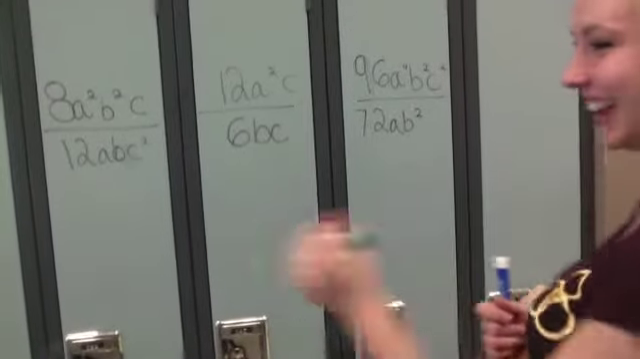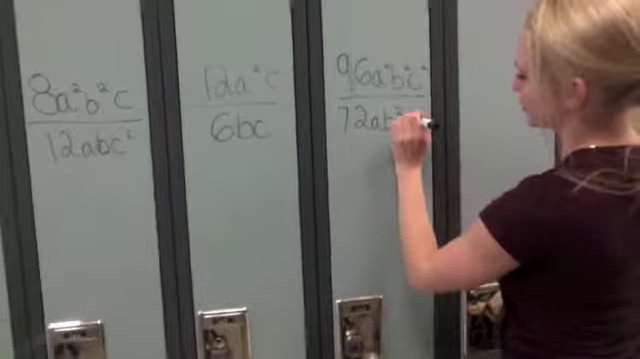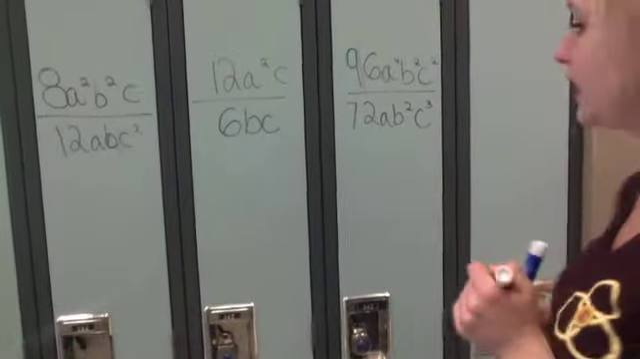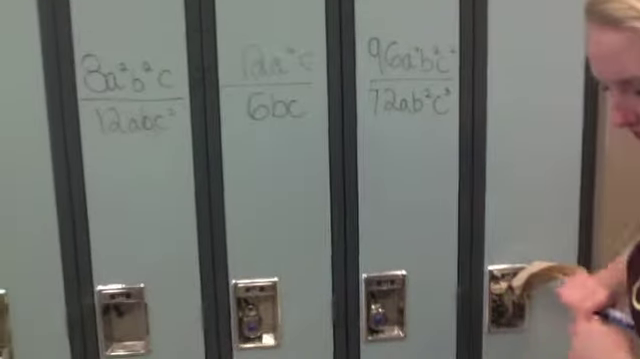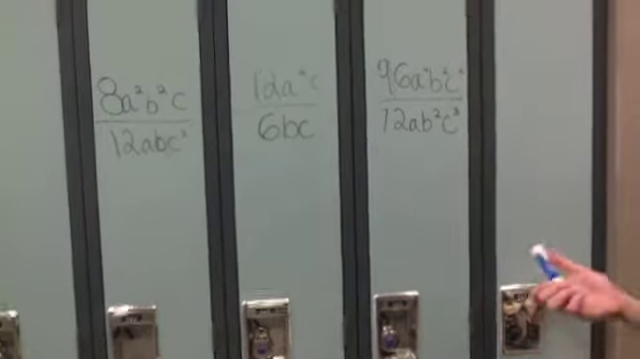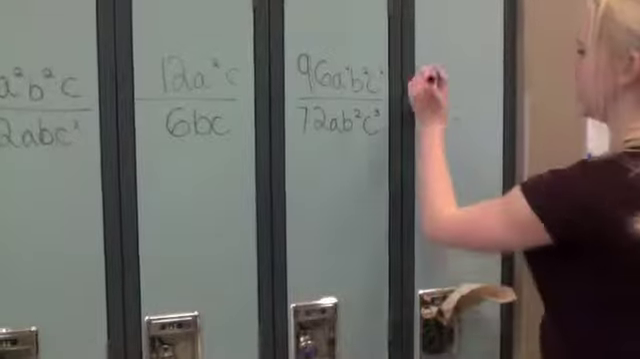Now you multiply the c's, you have c squared times c, so you have c to the power of 3. Now when simplifying, you first begin by just using the numbers. So 96 divided by 72 goes down to 4 over 3.